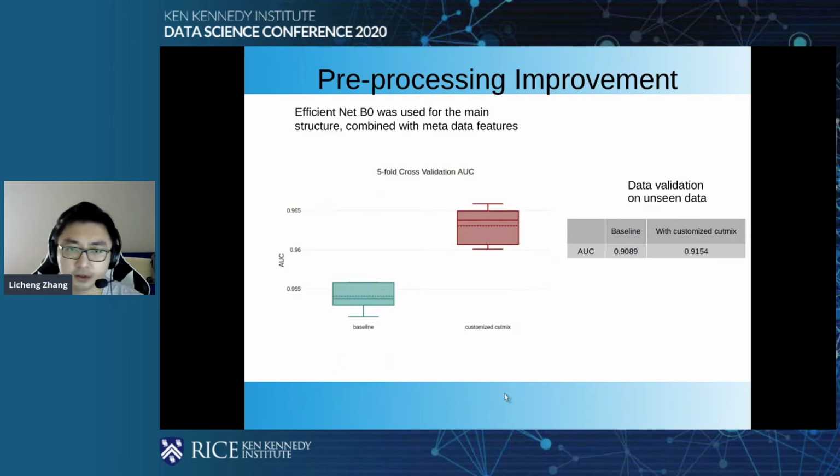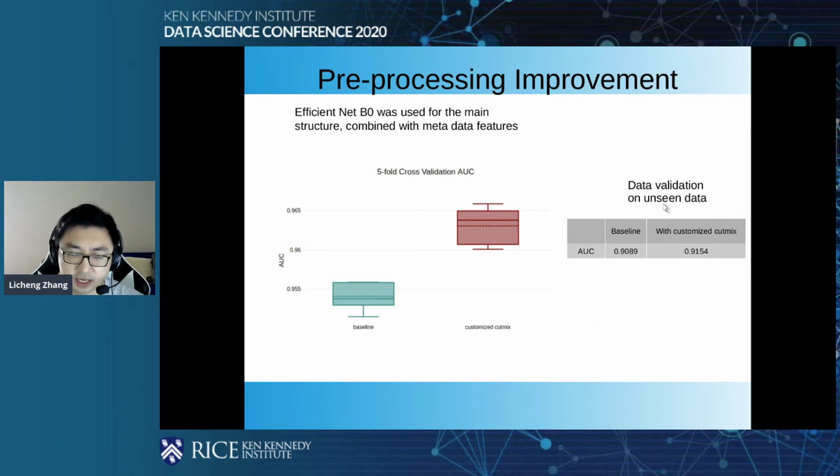So here, just showing some results. The model we use is the EfficientNet B0. We use this one for the CNN part, combined with some metadata. And for the training data, we see the improvement in the 5-fold cross-validation AUC. And also we do some data validation on some unseen data here.